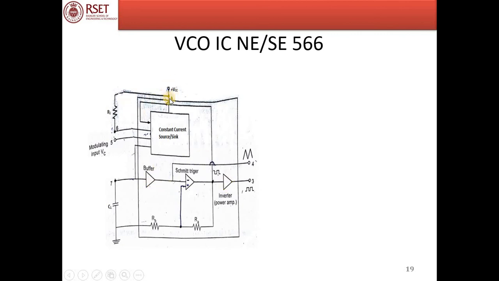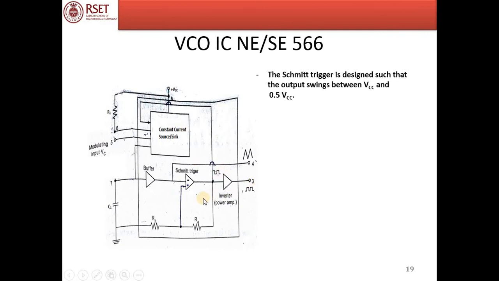The supply voltage is given to pin number 8. The modulating input signal is given to pin number 6. There is a pin number 5. Sorry, the same voltage is available at pin number 6 also through some internal circuitry. Then a capacitor is given at pin number 7. The outputs are taken from pin number 4 and pin number 3. The triangular waveform is taken from pin number 4 and the output of the Schmitt trigger is inverted and taken from pin number 3.